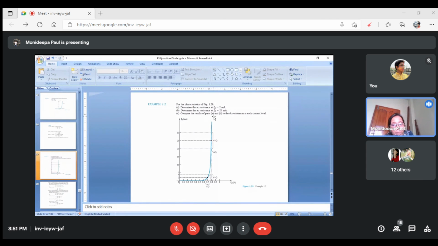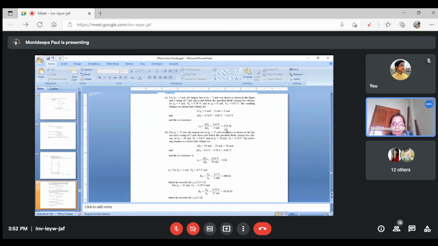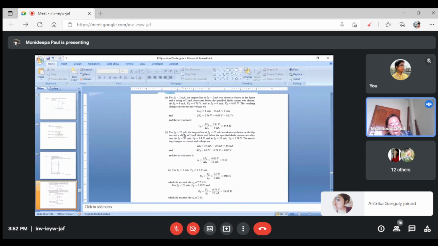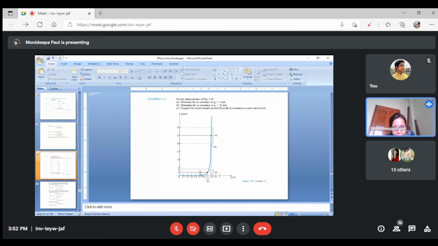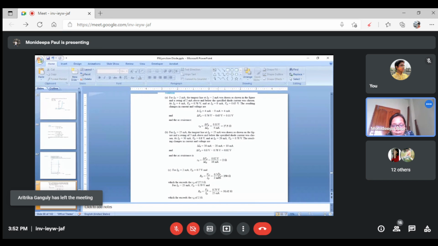Compare the results of parts A and B to the DC resistance. Here we found the AC resistance: at A we get AC resistance 27.5 ohm, and for condition B it is 2 ohm. For the same values, ID equal to 2 milliampere and ID equal to 25 milliampere, we again find the DC resistance. When we find the DC resistance, this is very simple. At 2 milliampere, voltage is 0.7. So what is the resistance? 0.7 divided by 2 milliampere is 350 ohm.